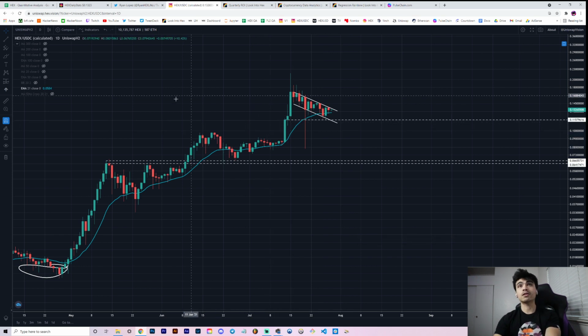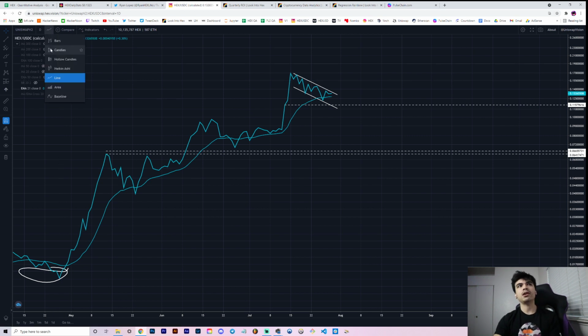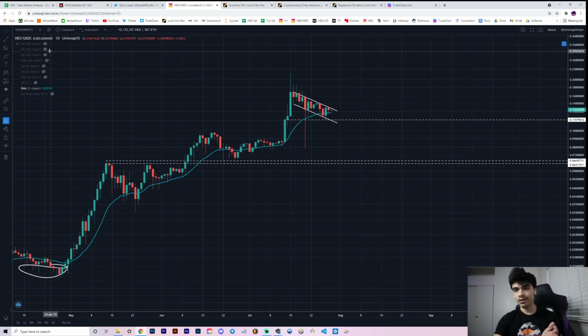bull flag. What it looks to me like a bull flag, especially if you look at just a line chart, right? Forgetting hourly wicks, just look at a line chart. Our models on LookIntoHex.com are only daily closing candles, so no hourly wicks anyways. Just want to point that out. So bull flag, right? What happens after a bull flag? Same thing as over here.